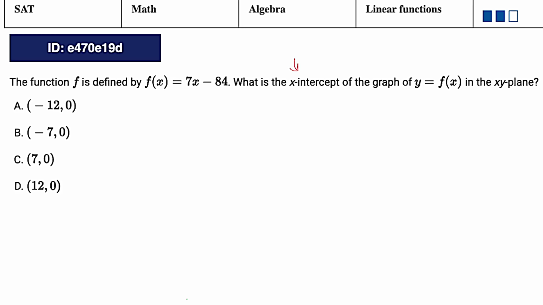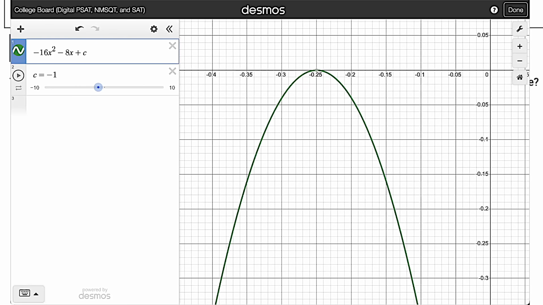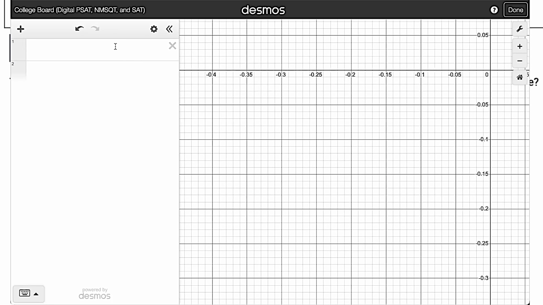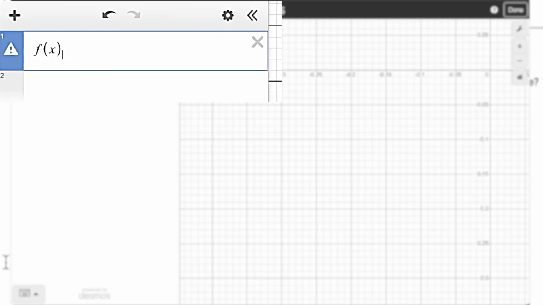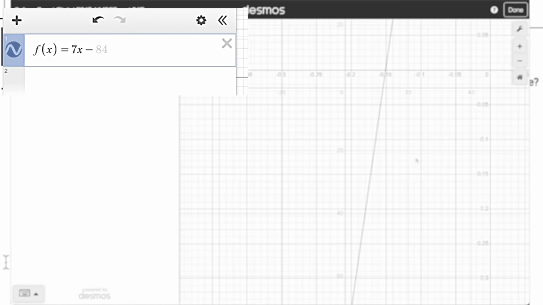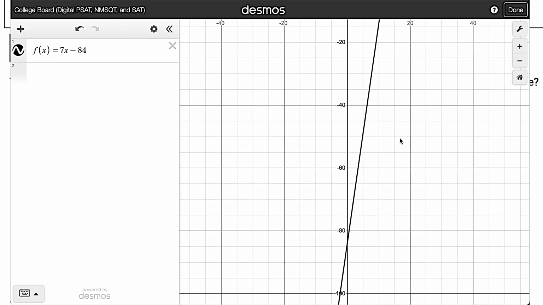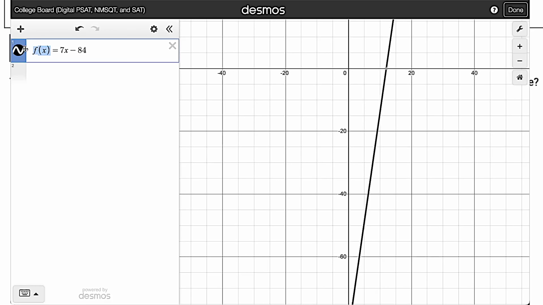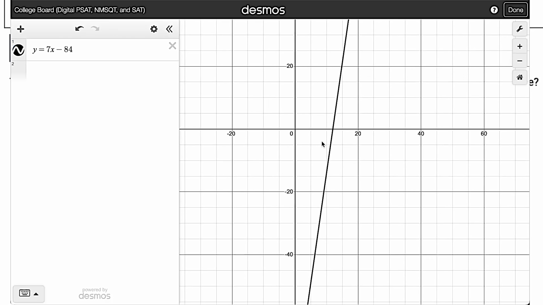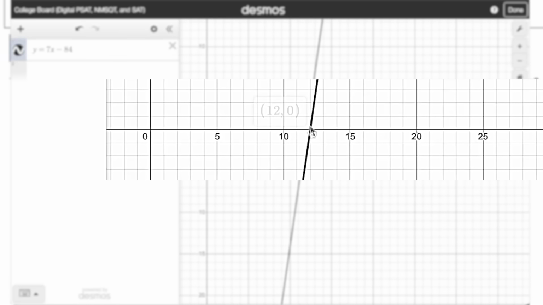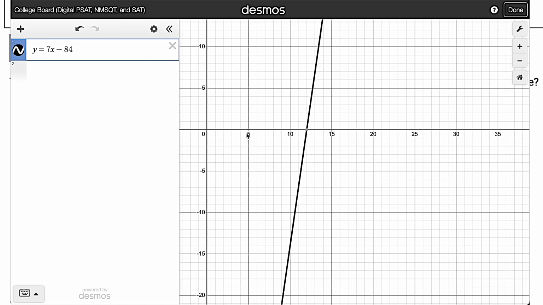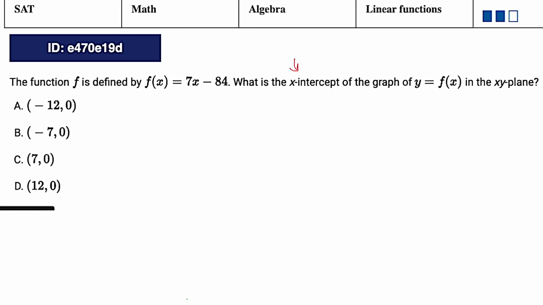So I'm going to plug in my equation. And a pro tip here, anytime you've got a function, you could definitely put in the function if you wanted. You could put f of x equals 7x minus 84. So it's going to recognize that as a line, but you could also just put y equals, because on the SAT, f of x is always going to be the same thing as y. So just for simplicity's sake, I'll have y equals. And then it was asking the x-intercept. So that's where it touches the x-axis. We go here, and that's 12, 0, right? So just like that, our answer is A, 12, 0.